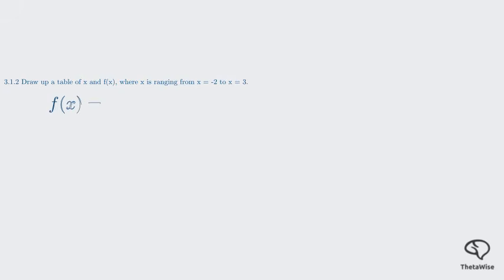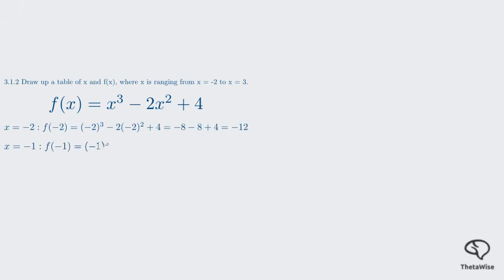We need to sketch the graph of f of x, and to do that, we'll start by making a table of values. Part 3.1.2 asks for a table of values for f of x for integers x ranging from -2 to +3. We'll substitute each integer value of x into the function f of x equals x cubed minus 2x squared plus 4. For x equals -2, we get -8 minus 8 plus 4, which is -12. For x equals -1, we get -1 minus 2 plus 4, which is 1.